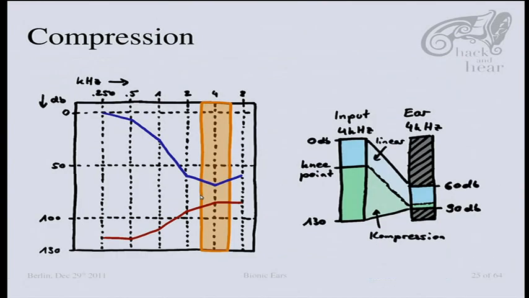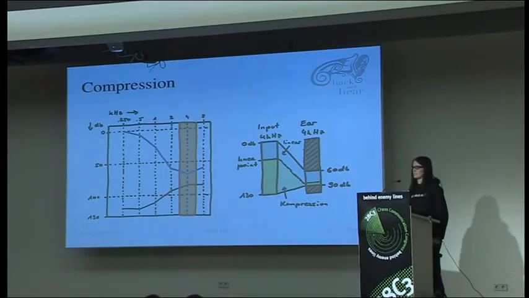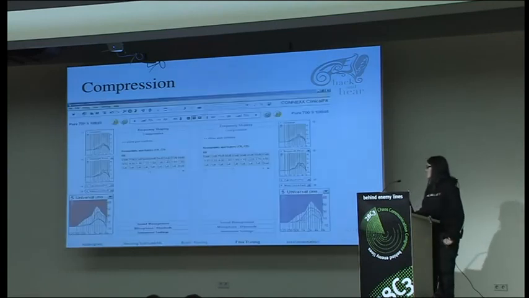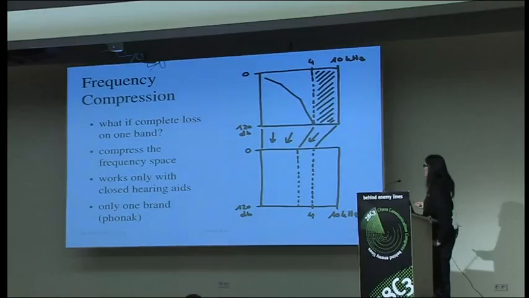The problem is, what do you do when your hearing loss is so bad that the red and the blue curve actually meet each other, or the blue curve goes all the way down? This is actually a problem because then you cannot do compression anymore, at least not in the original sense. So you have this, a simplified audiogram. This is the area that is dead. So instead of compressing in one frequency band, you compress the frequencies. So you reserve a part of the still alive hearing frequencies and map it there.